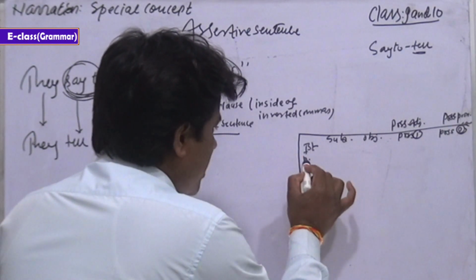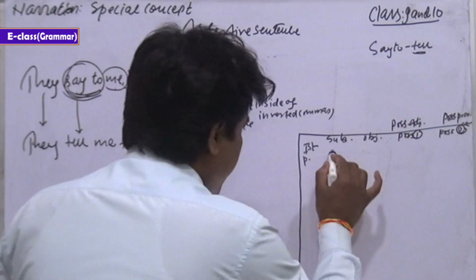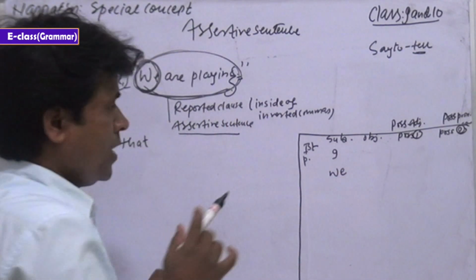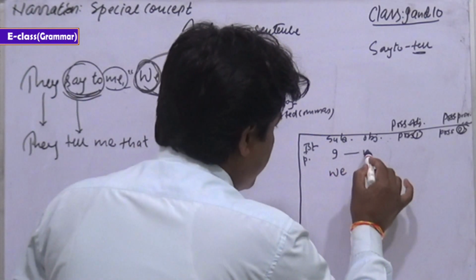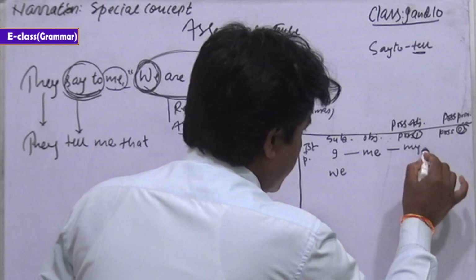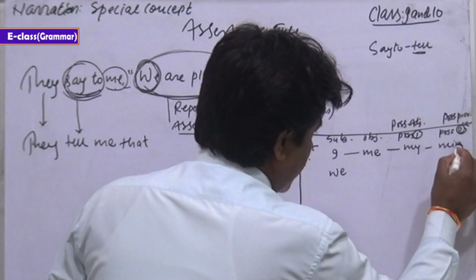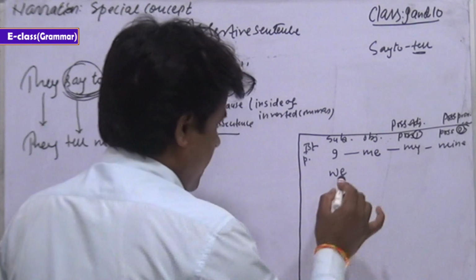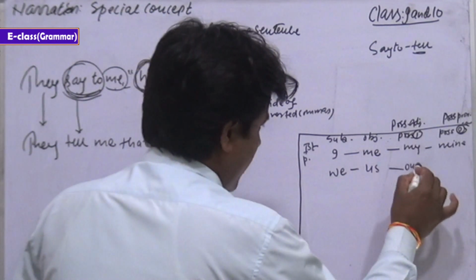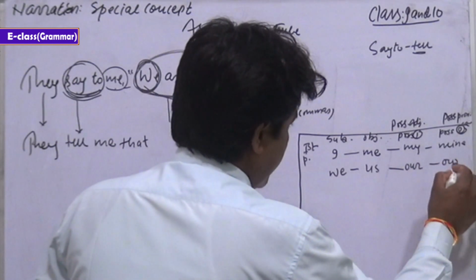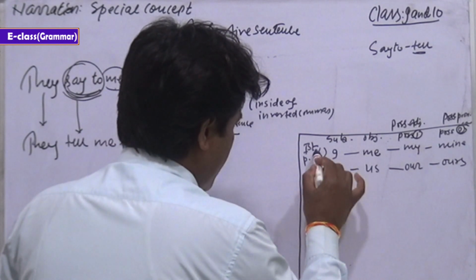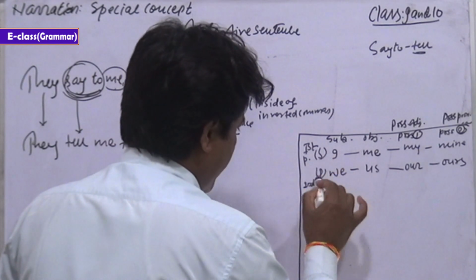So, which pronouns come under first person? I and we. They are in subjective case. So, what's the objective case of I? Me, my, mine. This is to be remembered. We, objective case us, our, ours. Now, second person. This is singular and this is plural, by the way.